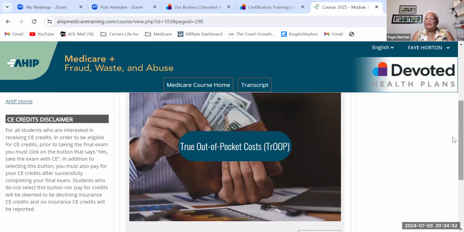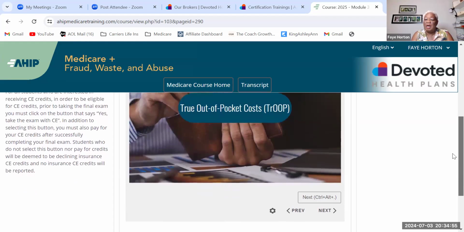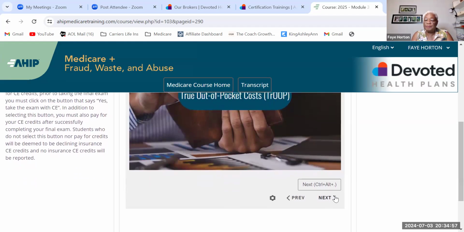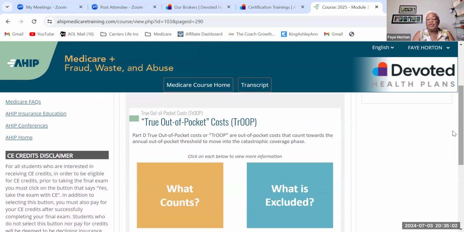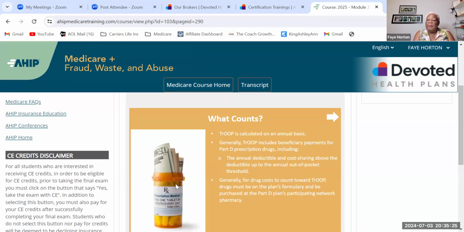Let's talk a little bit more about the true out-of-pocket cost, TROOP. Part D true out-of-pocket costs, or TROOP, are out-of-pocket costs that count towards the annual out-of-pocket threshold to move into the catastrophic coverage phase. So it's that $2,000 that can be met in the deductible phase or in the initial phase. So let's look at what counts. The true out-of-pocket cost is calculated on an annual basis.